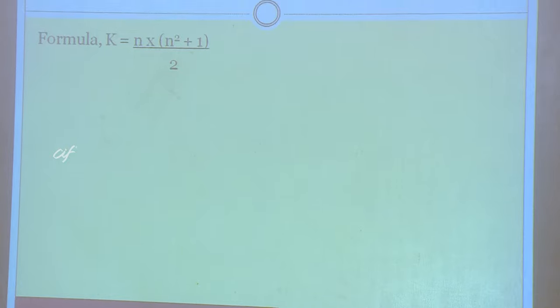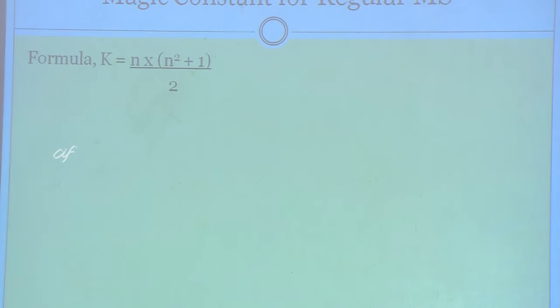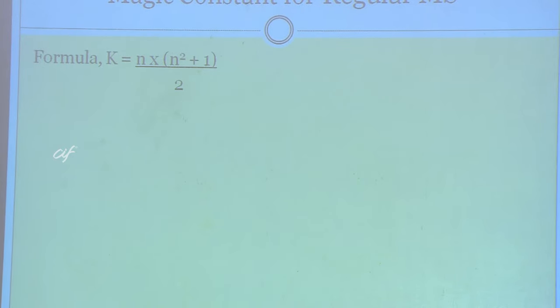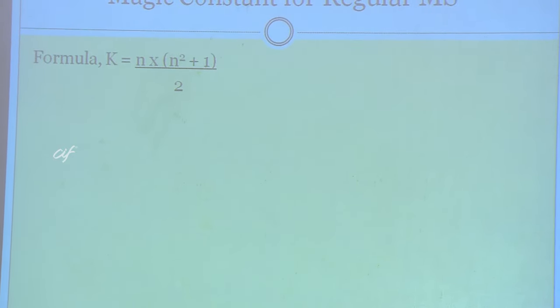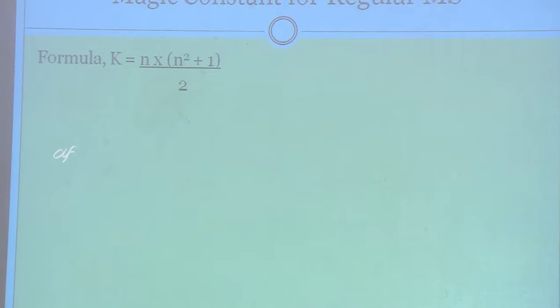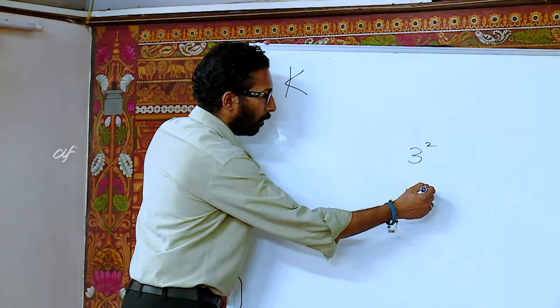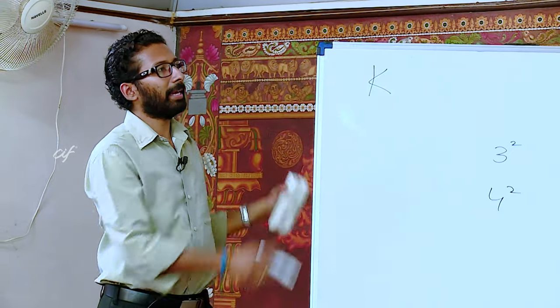Now there is this formula which can be used for finding the magic constant of a regular magic square. So a regular magic square is what? A magic square where we have numbers starting from 1 and going up to the square of that. That means if it is a 3x3, the last number would be 3 square, 9. If it is a 4x4, the last number would be 4 square.